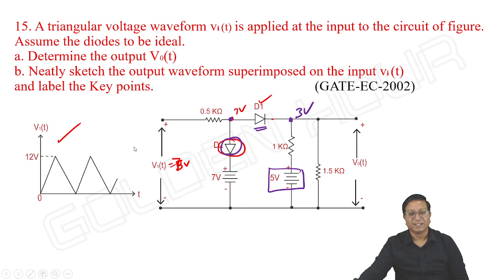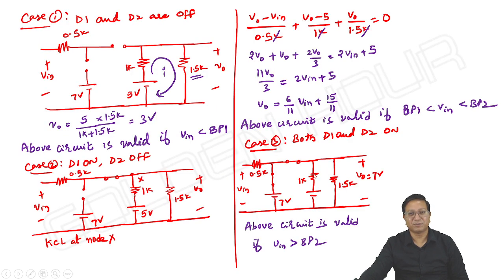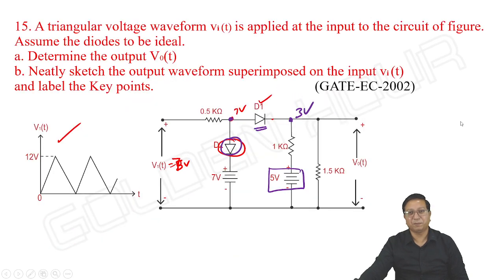That is the effect of this 1.5 kilo ohm resistor. This is the idea. Anyway, based on that, with this slope, we can plot it. I'm not drawing all the waveforms because it is a descriptive question. My concern is how to solve this problem.